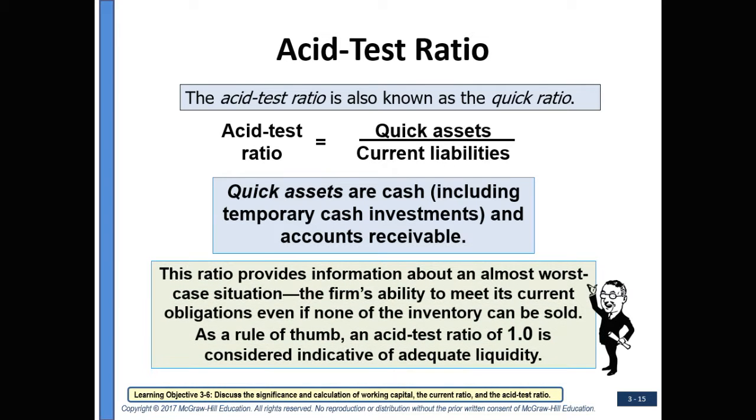The acid test ratio, which is the quick ratio, either name is one by which it is known, is calculated by dividing what are called the quick assets by current liabilities. So quick assets are only some of the current assets. They include cash and also temporary cash investments and your accounts receivable. You notice that it kicks out inventory.